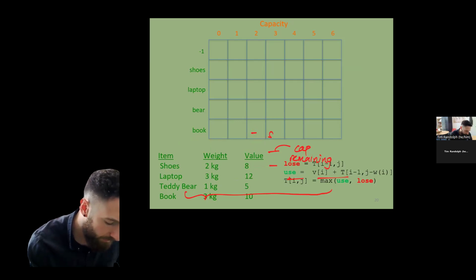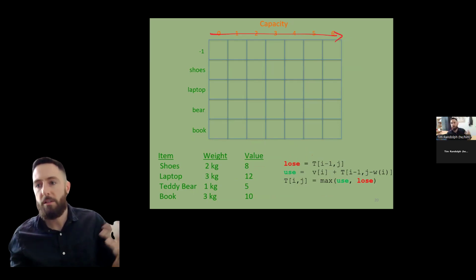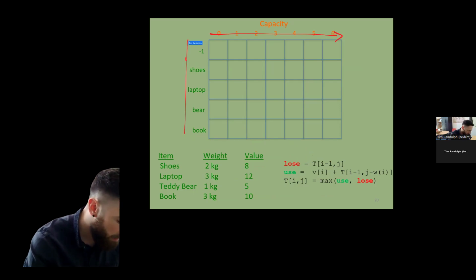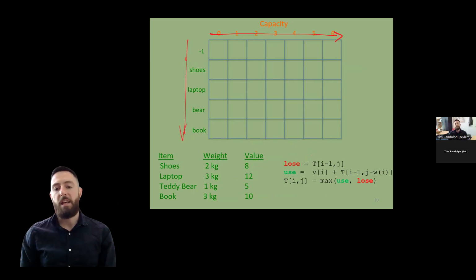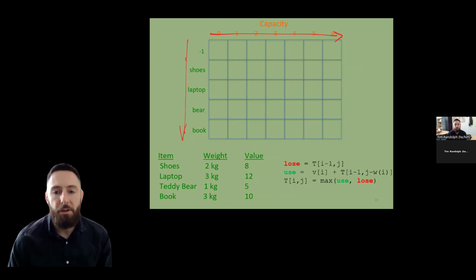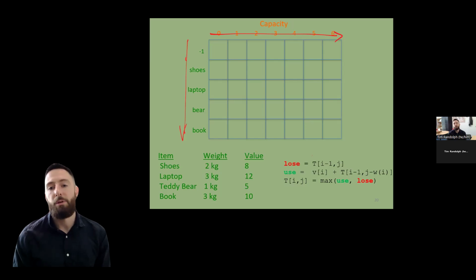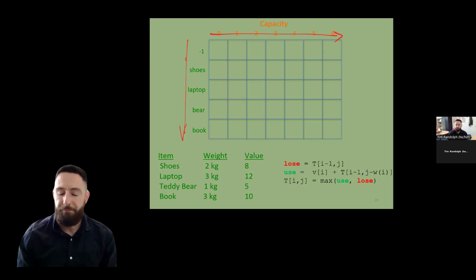So let's actually do this. Here's our two-dimensional table for this problem. So our table is indexed by the amount of capacity remaining from 0 to 6, 6 being our complete capacity, and by the set of items we're allowed to use. And because our recursive function is going to solve the problem from the top down by repeatedly making a use-lose decision on the last item, our dynamic programming table is going to fill in the table from the bottom up.